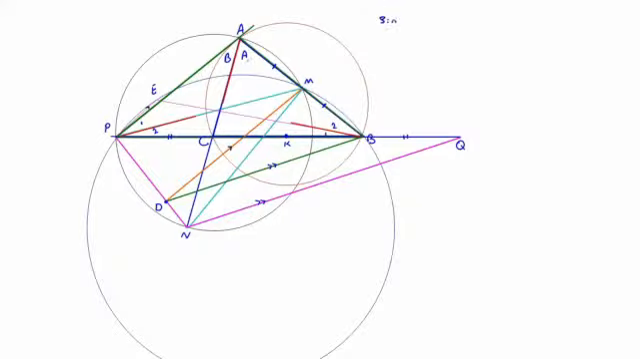sine A over sine B times sine P1 over P2 times sine B1 over B2 equals 1. Sine P1, sine P2 here.